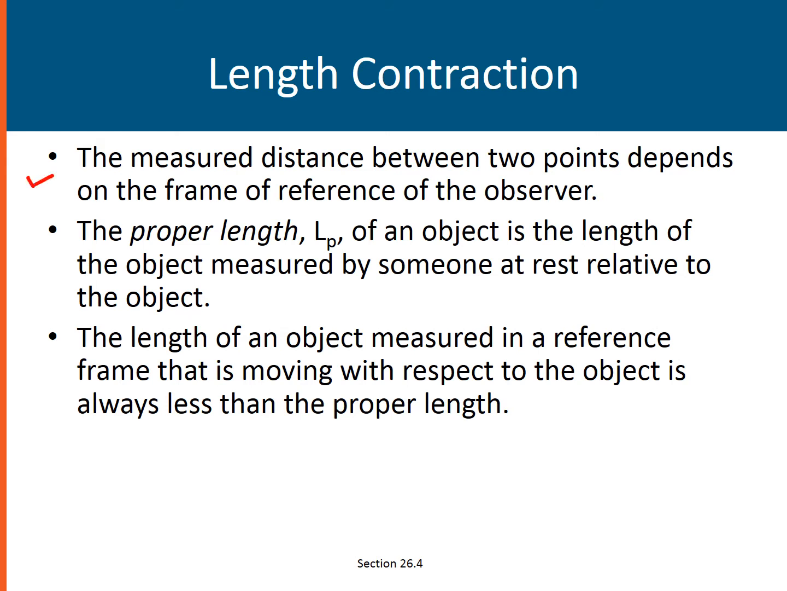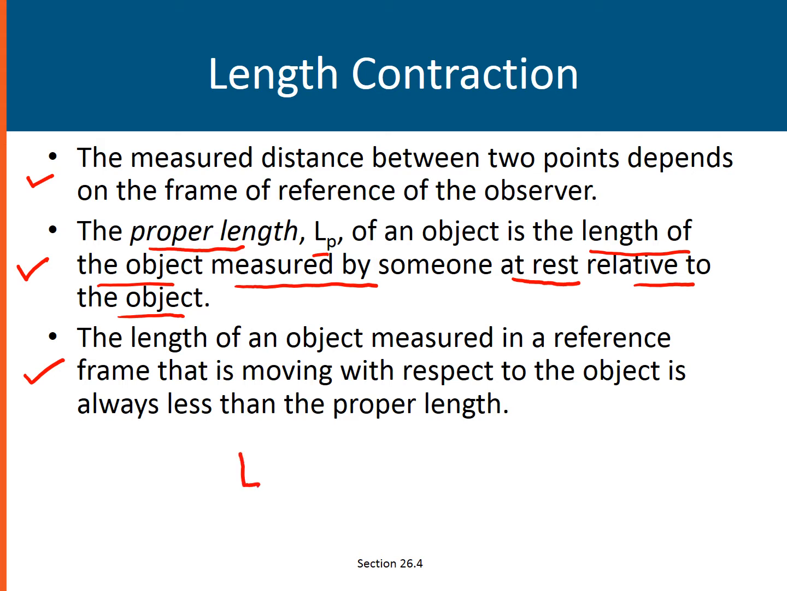First, the measured distance between 2 points depends on the frame of reference of the observer, so it basically depends on who's looking. Second, the proper length, or L sub p, of an object is the length of the object as measured by someone at rest relative to the object. So the proper length is the length measured by a person who is actually at rest with respect to the object. Also, the length of the object measured in a reference frame that is moving with respect to the object is always less than the proper length, and this effect is known as length contraction.